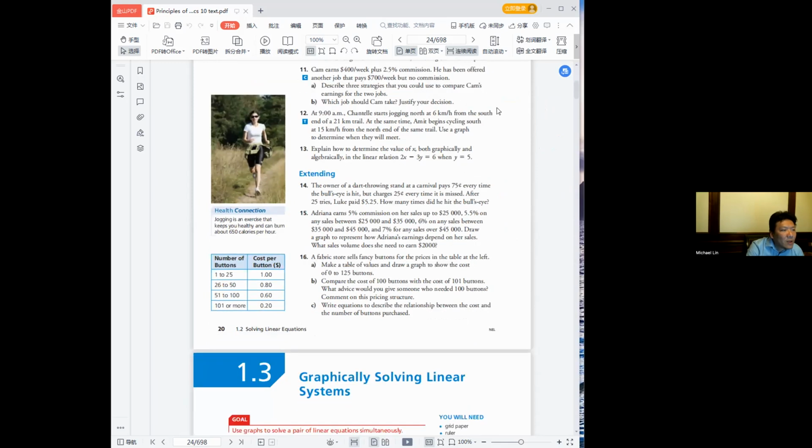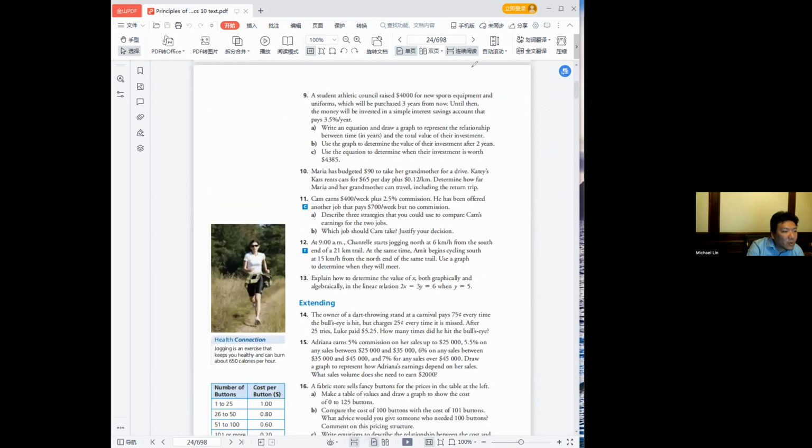Let's do number 12. It says at 9 a.m., Chantel starts jogging north at 6 kilometers per hour from the south end of a 21-kilometer trail. At the same time, Amit begins cycling south at 15 kilometers per hour from the north end of the same trail. Use a graph to determine when they will meet. Unfortunately, they do want us to use a graph. It is a lot easier if we do it by algebra, but we'll come to that really soon.